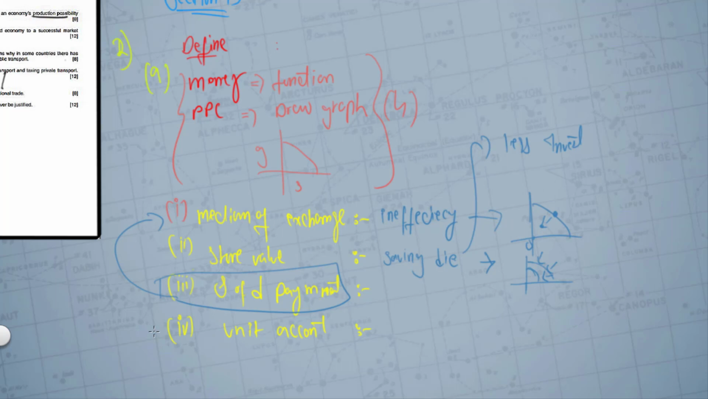Unit of account does also have the same effect as the medium of exchange and standard of deferred payments. Means it can also have the effect of shrinking the curve, but it will generally create inefficiencies.